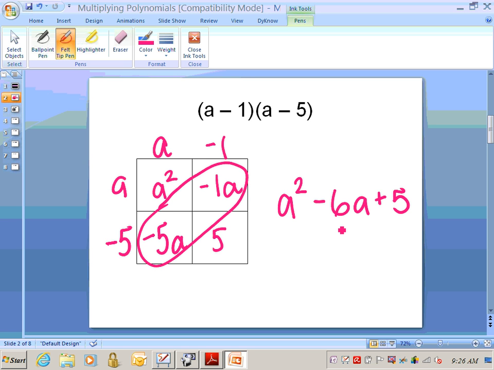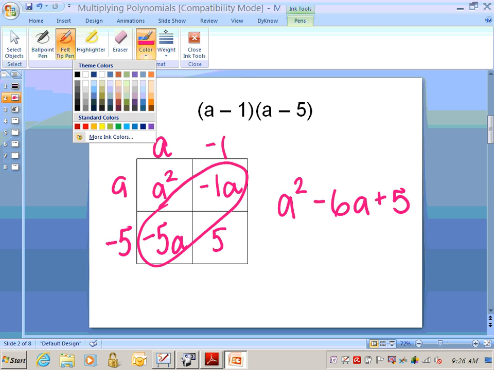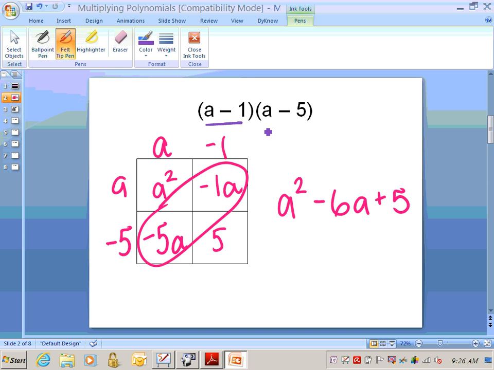Okay, and I want to ask you a question real quick. We talked about this last week. If I had this, and this was my product, if I was talking about real-world application, what would this refer to? Area. Which one's the area? This one was the area. And what were the other two? Length times width. Do you guys remember this? Length times width will give you the area.